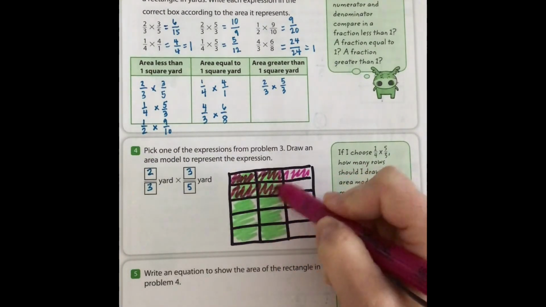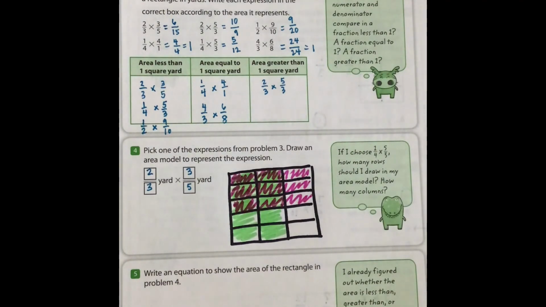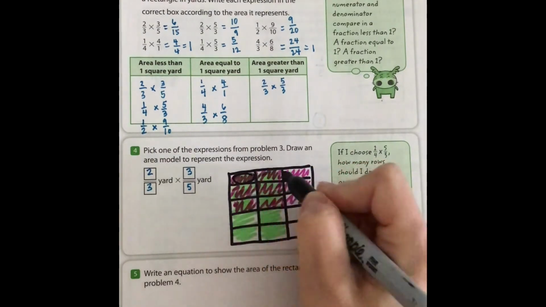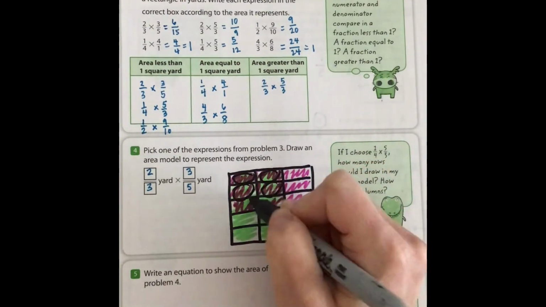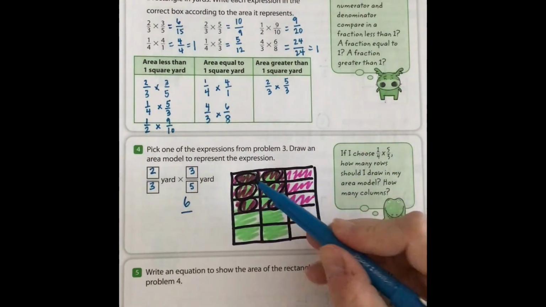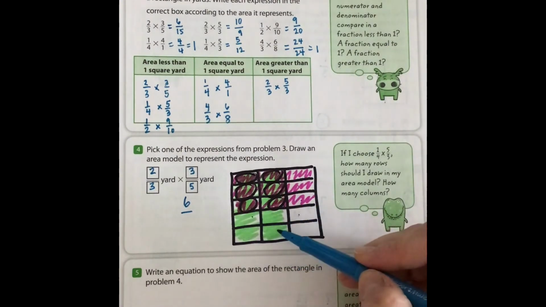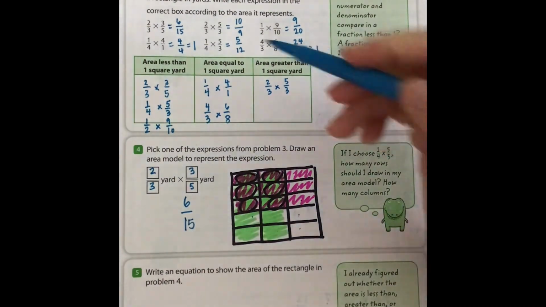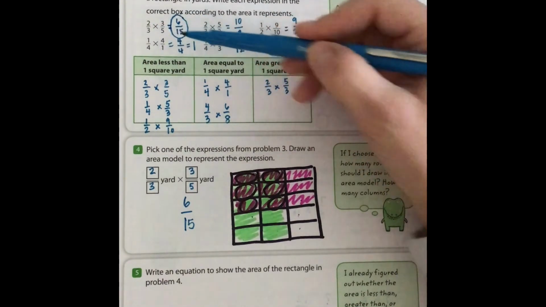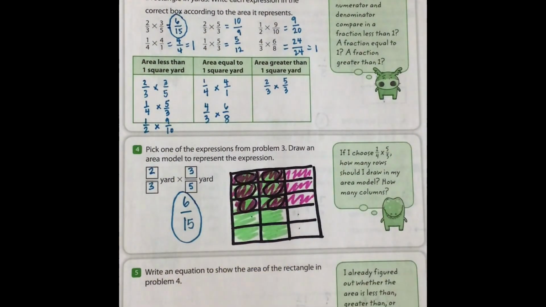1, 2, 3. So now we're going to see how many of these parts have both green and purple. 1, 2, 3, 4, 5, 6. So I have 6 out of, we've already counted our 6, 7, 8, 9, 10, 11, 12, 13, 14, 15. So up here we did the standard algorithm, just multiplying our numerators, multiplying our denominators. Down here we did a model for it, and we got the same product.